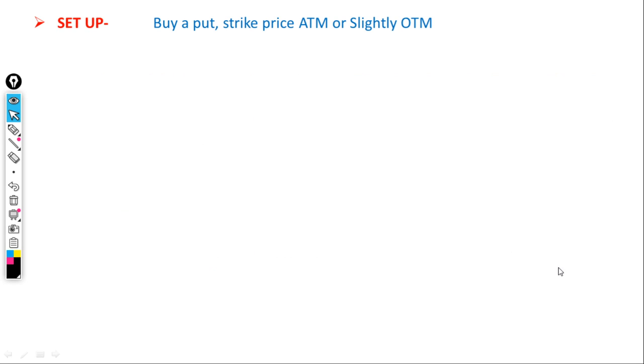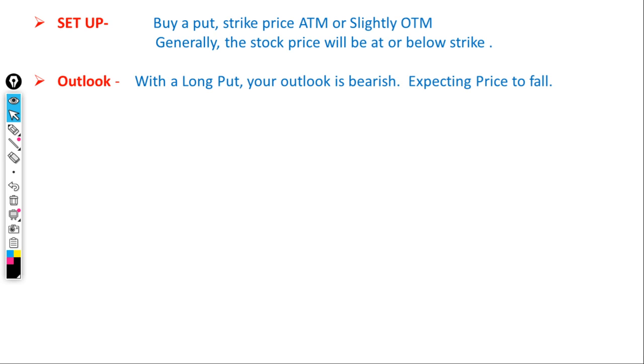Let's see the setup. Buy a put with a strike price at the money or slightly out of the money. With your bearish view, you can just buy at the money. If you buy at the money, it will be a pure directional play like a futures contract, or you can go slightly out of the money if you are strongly bearish. Generally, the stock price will be at or below the strike. Outlook: with a long put, your outlook is bearish, expecting the price to fall.